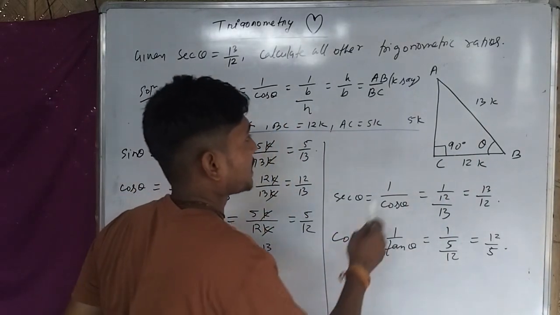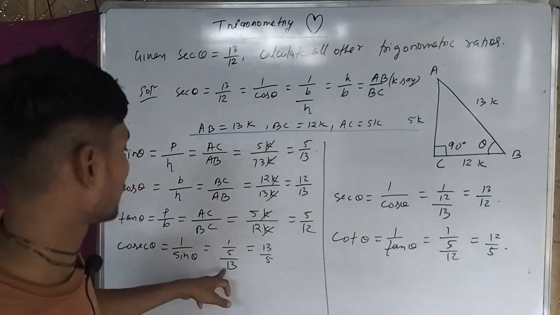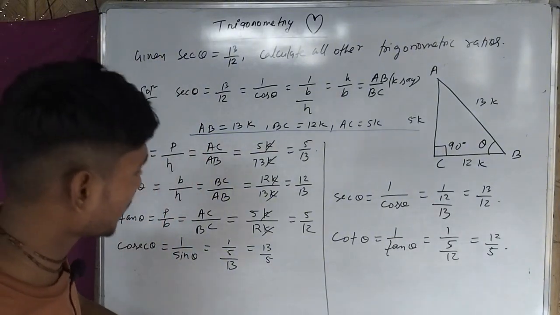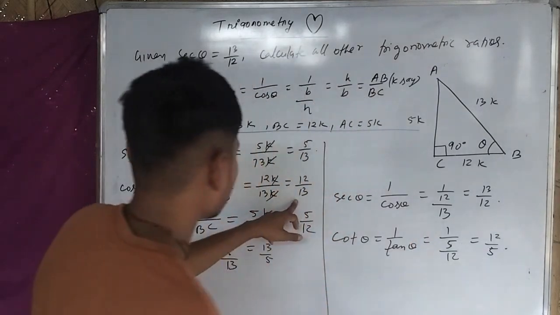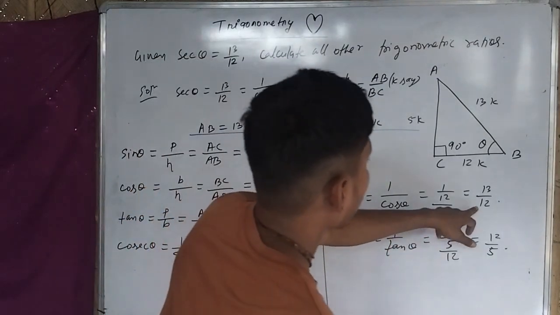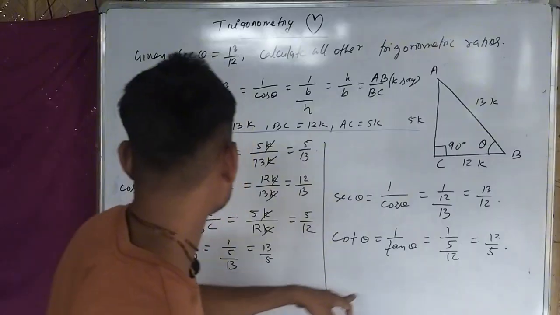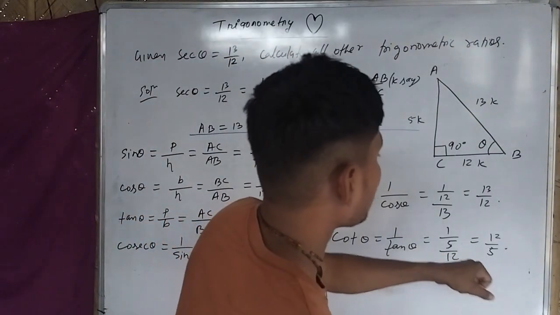Cosec theta is 1 by sin theta, the reciprocal of sin theta, that is 1 by 5 by 13, that is 13 by 5. Then sec theta, the reciprocal of cos theta, 1 by 12 by 13, so 13 by 12. And cot theta is the reciprocal of tan theta, that is 1 by 5 by 12, that is 12 by 5.